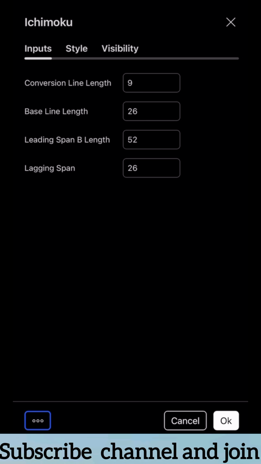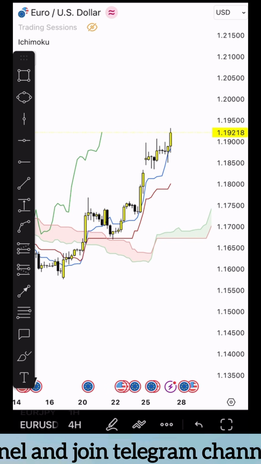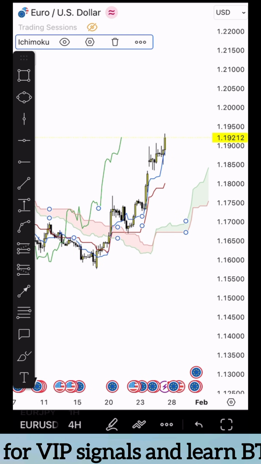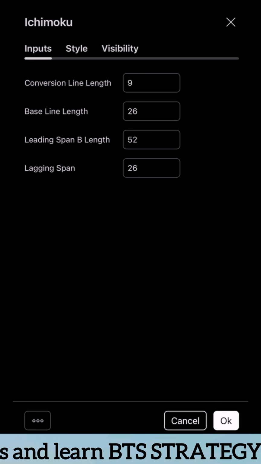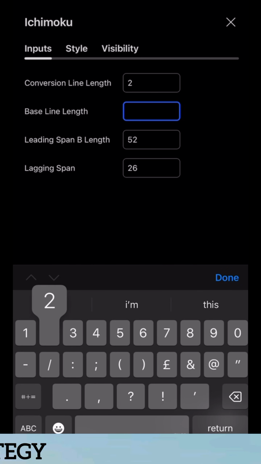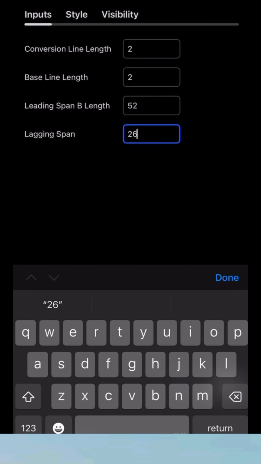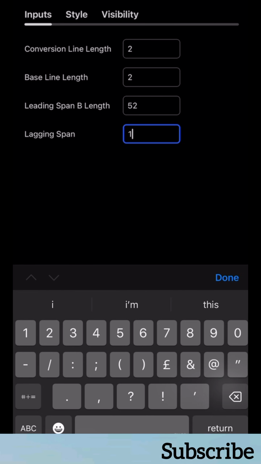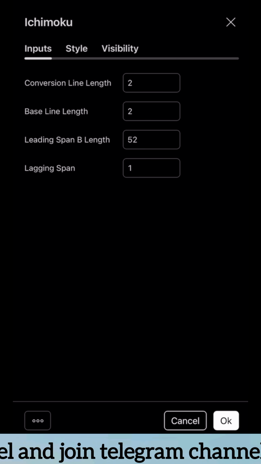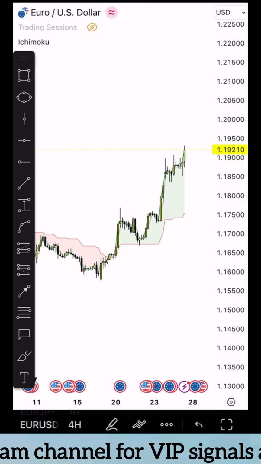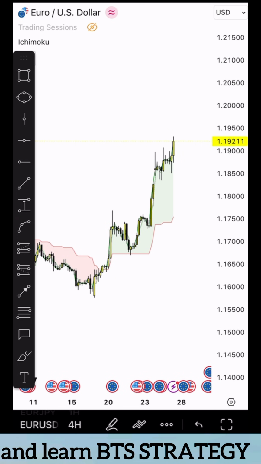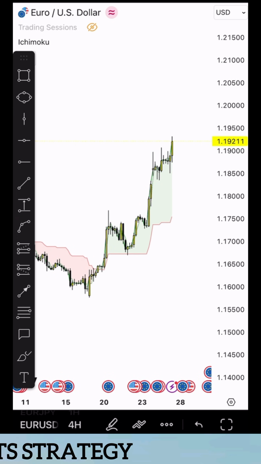So this is how it normally comes up. This is your indicator. Once you click on the settings, we're gonna change the input. We're gonna put 2, and then we'll leave down, we'll put 1. The reason for 1 I'll explain later, but this is how your indicator should come up once you follow the steps that I've shown.